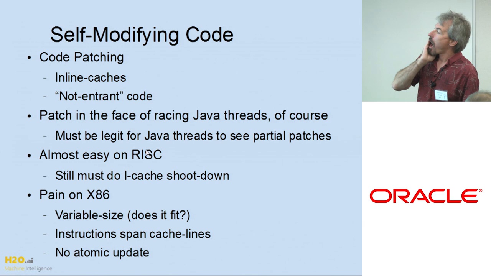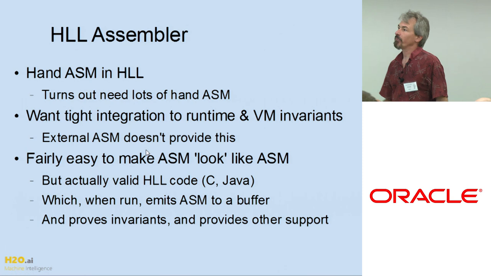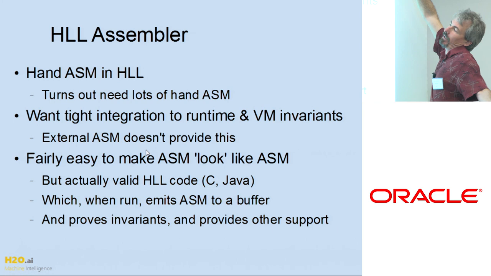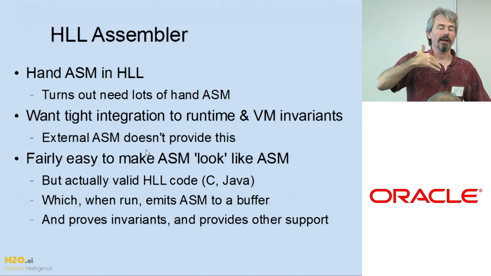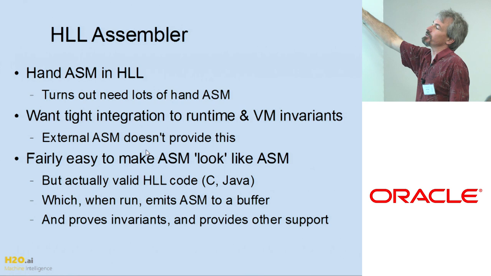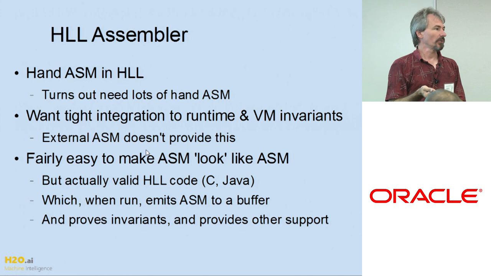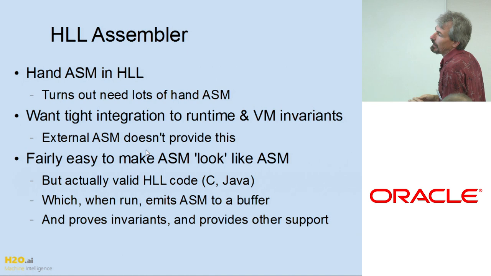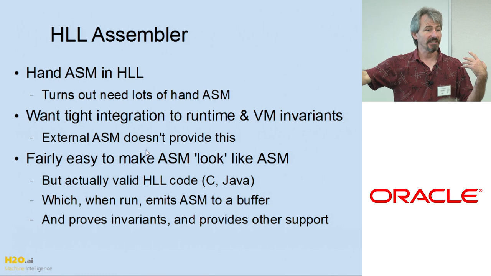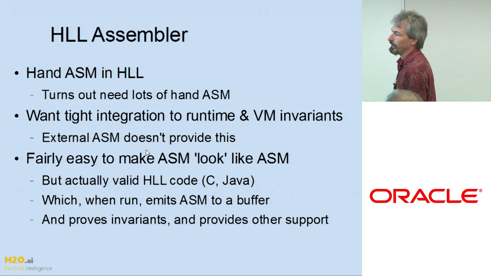To do this, HotSpot uses a high-level language assembler. So you're writing assembly code by hand, except you're actually writing C code, which looks like assembly code, but when it runs, it just emits that assembly code into a buffer. It's very easy, right? Oh, but you get all kinds of cool invariants provided by this high-level assembler. It will check that you didn't break any of the rules. It'll check that you're using the right register set. It'll check that you're not missing the safepoint or making a blocking call by accident. It'll check that you insert the right nops for these inline cache patching things. There's other places where you have instructions that you know have to be patched, and so they also have to be aligned. You get all kinds of cool support out of this.